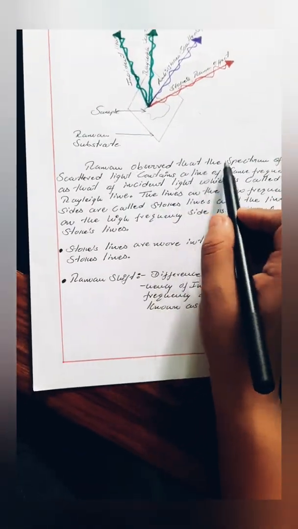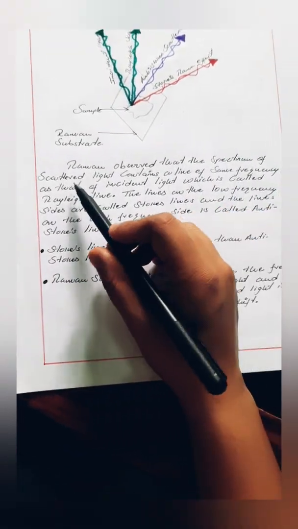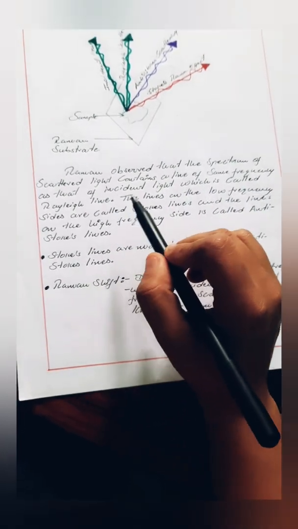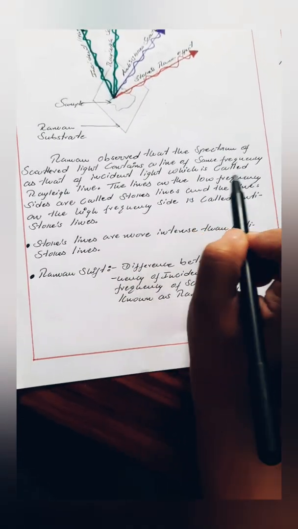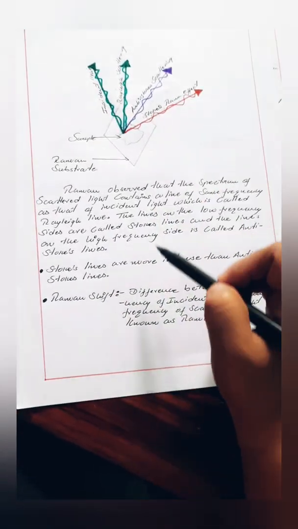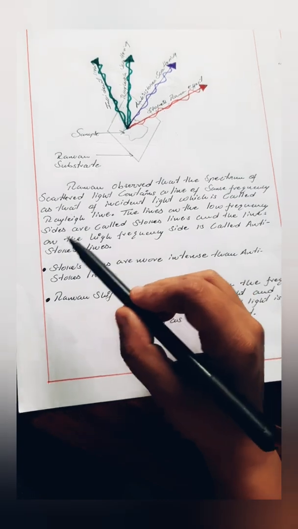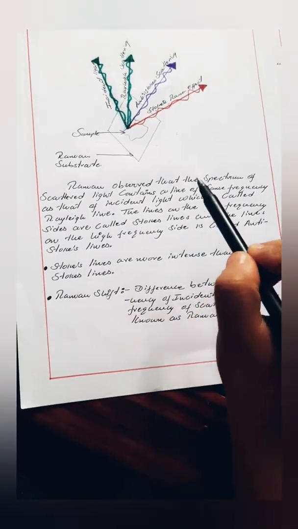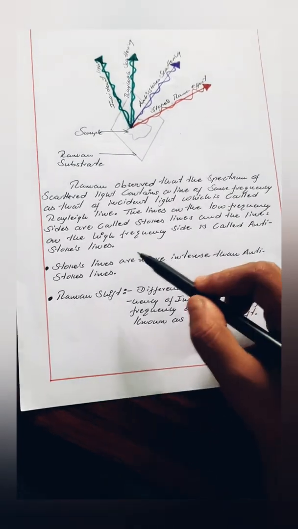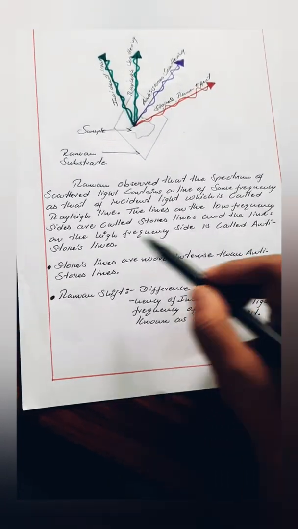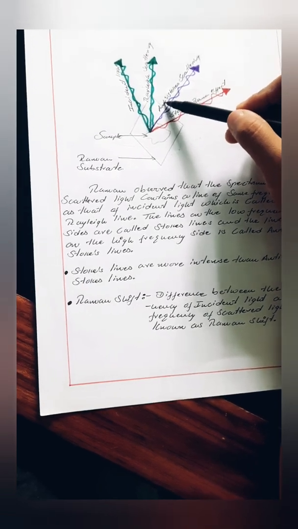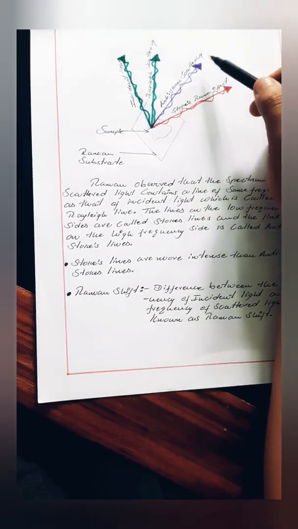Raman observed that the spectrum of scattered light contains a line of same frequency as that of incident light, which is called Rayleigh line. This one. And the lines on the low frequency side are called Stokes line. This one, Stokes line. And the lines on the high frequency side are called anti-Stokes line. High frequencies, this one, anti-Stokes scattering.